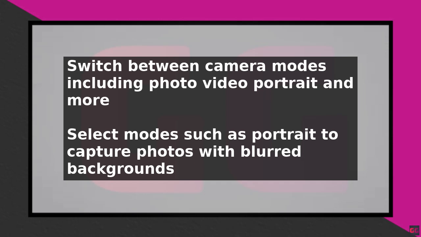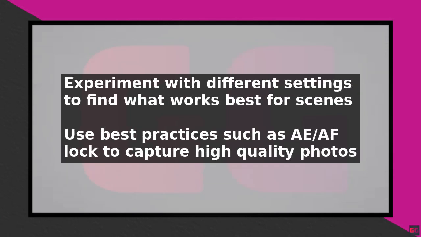Another key feature of camera control is the ability to switch between different camera modes. Tap on the mode icon and select from a range of options, including photo, video, portrait, and more. For example, if you want to take a portrait photo, tap on the portrait mode icon and the camera will automatically adjust the settings to capture a portrait photo with a blurred background.